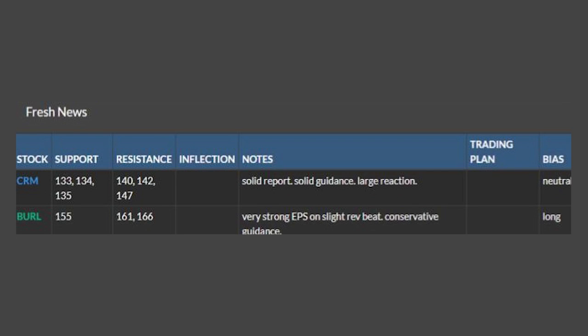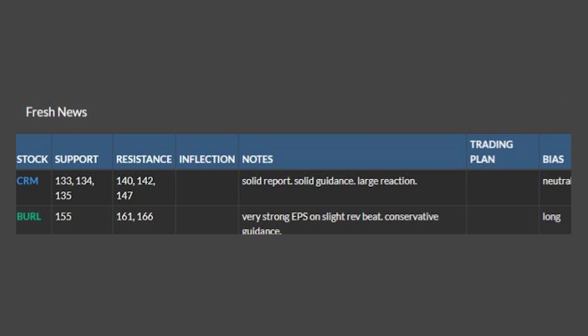The first stock on the list is CRM, which I wasn't going to talk about, but it's a perfect example. They had a solid earnings report. The guidance was solid, but it was gapping up into a longer term resistance area, and I didn't think that they raised guidance enough to really justify it trending higher.